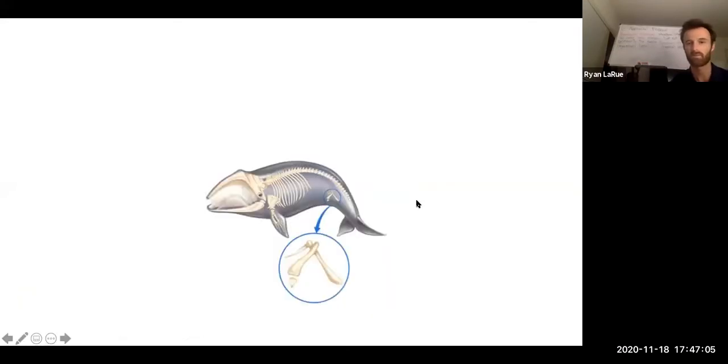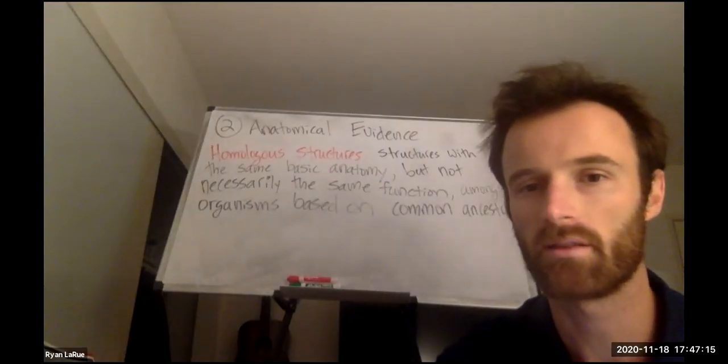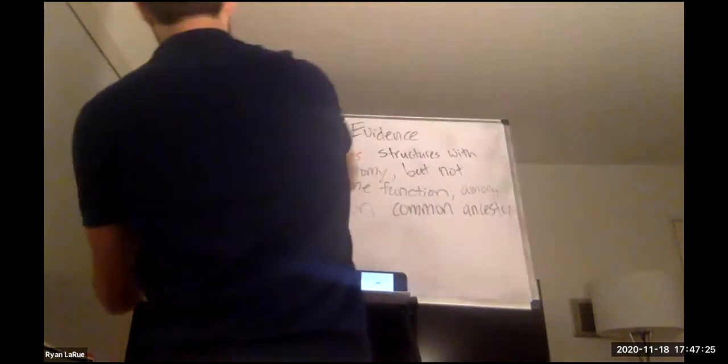Let's talk about vestigial structures. One of my favorites is depicted here in our whale. But let's talk about, this is our second piece of anatomical evidence, vestigial structures.